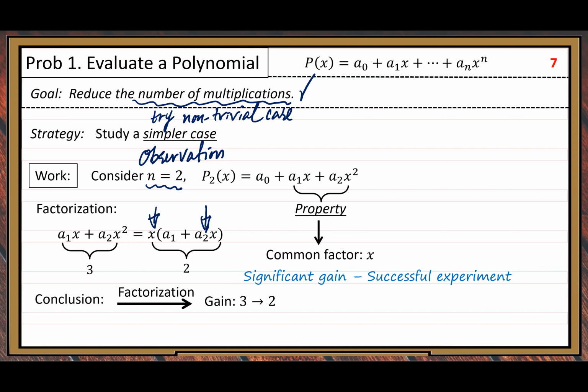So the significant gain tells us this is a successful experiment. We really get something important from this experiment. Think about that. So we try to explore it. This also tells us it is a promising way to go. We should continue along this way and in this direction to do more exploration.